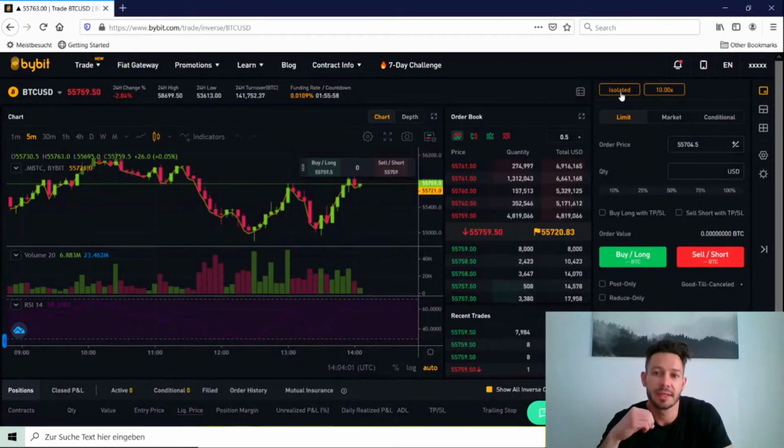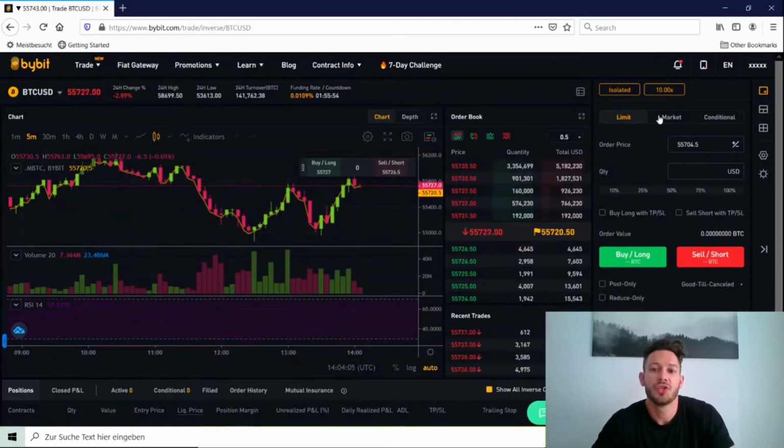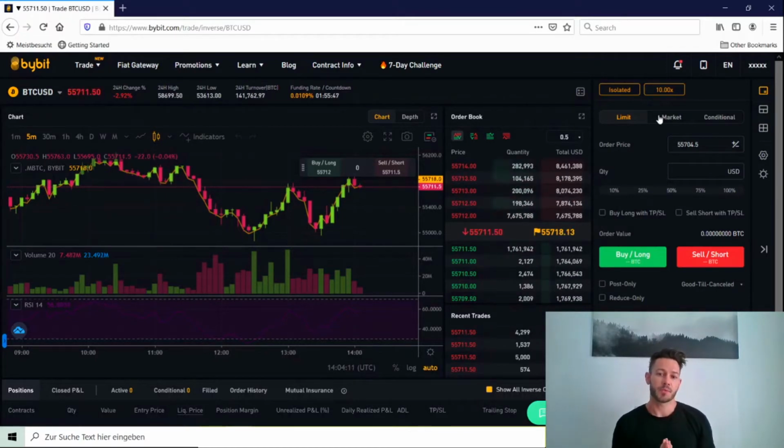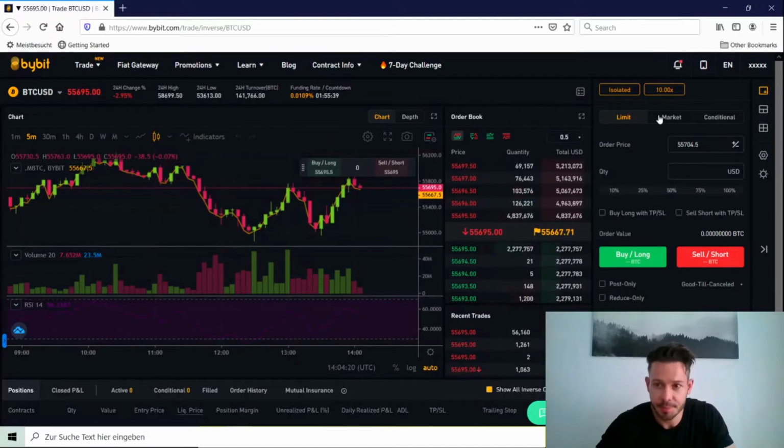If we use leverage, for example, a leverage of 10x, this would mean that you can trade as if you would have $1,000, okay? That means if the Bitcoin price changes just by 1%, it would change in relation to your margin by 10%, okay?